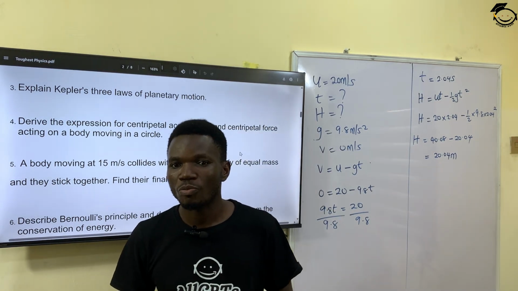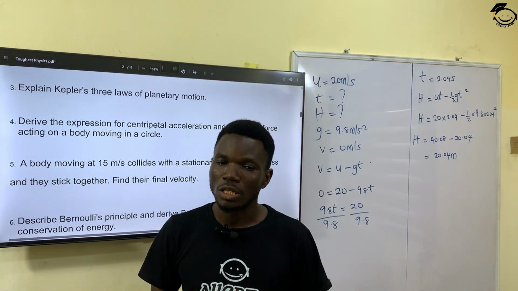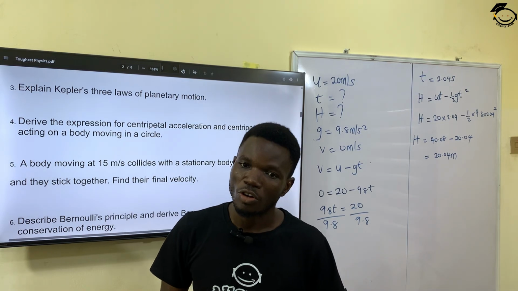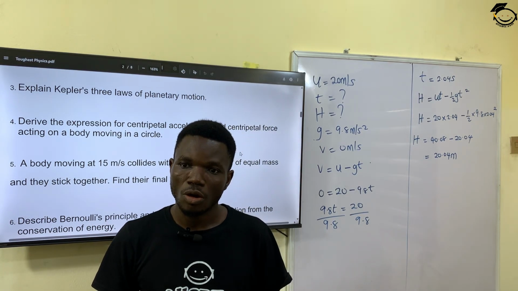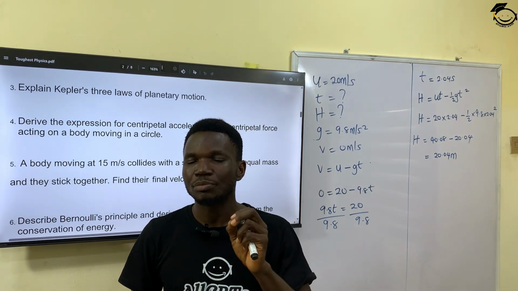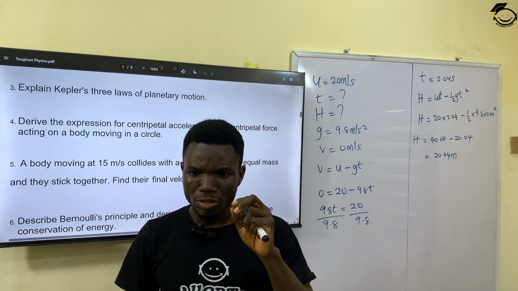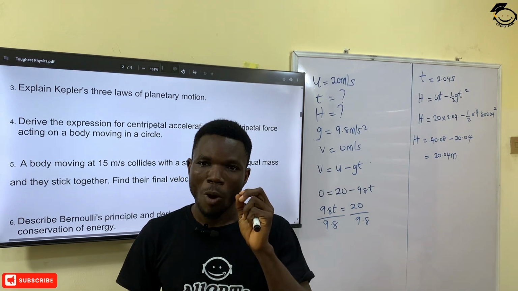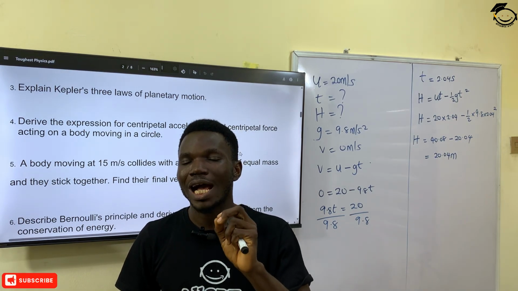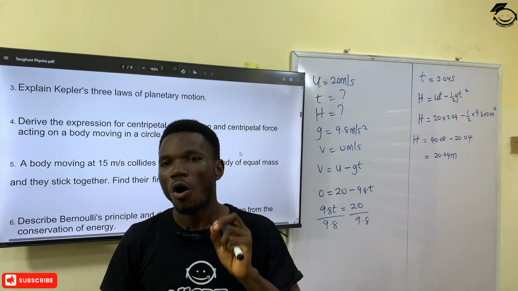Kepler stated 3 laws of planetary motion. The first law is the law of orbit, the second law is the law of area, and the third law is the law of period. The first law, the law of orbit, states that each planet moves in an elliptical orbit with the sun at one focus.